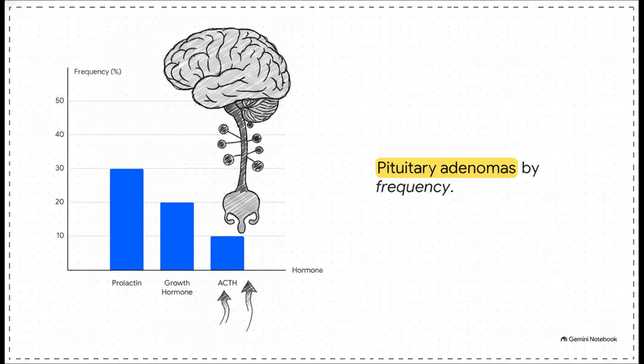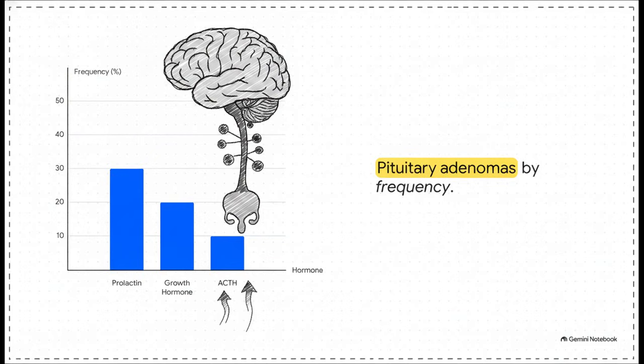So, when things go wrong in the pituitary, which is the true master gland of the system, it's usually driven by benign tumors called adenomas. And prolactinomas are by far the most common, making up about 30% of cases. But this leads to a fascinating anatomical trap known as the stalk effect.